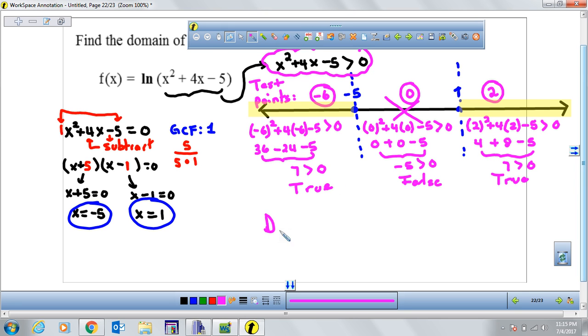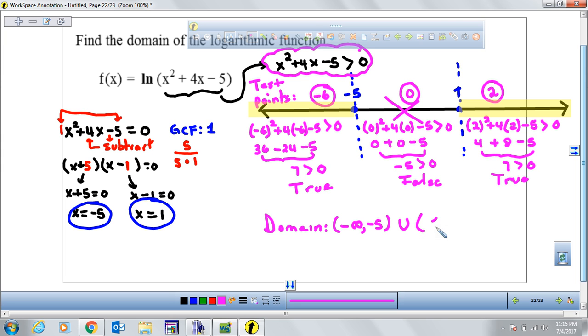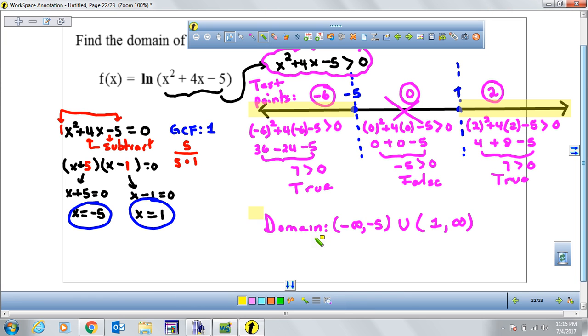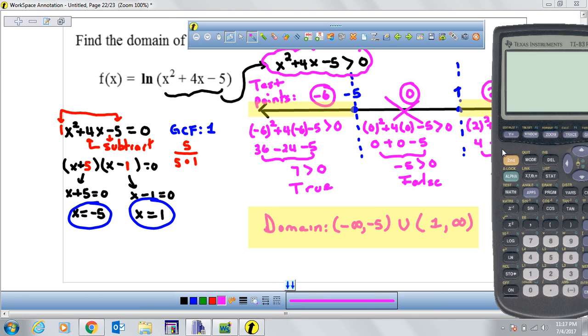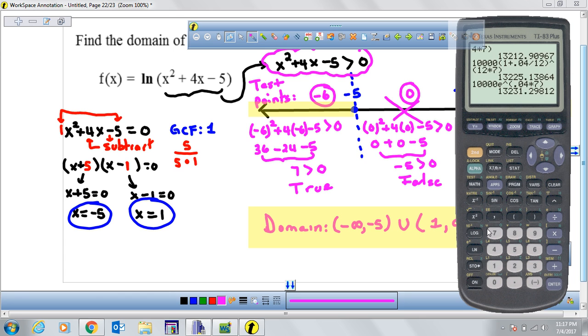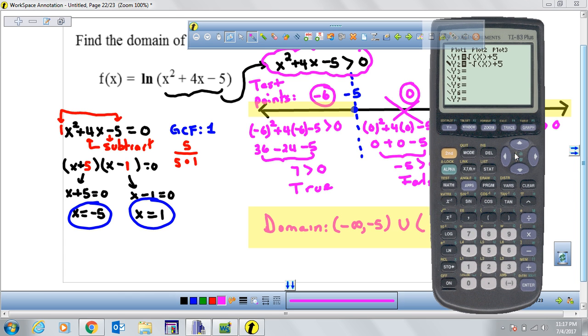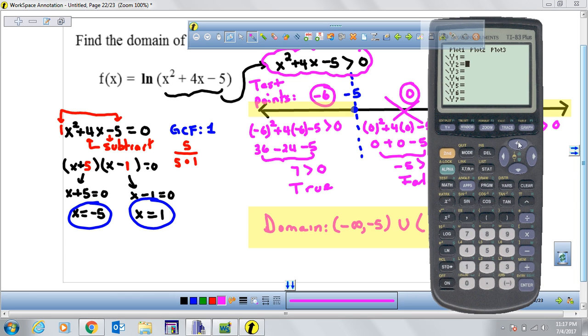So for the domain of this function, we're going to say that the domain is any number from -infinity to -5, which is this section right here, or any number from 1 all the way to positive infinity. Those are the values that will be in the domain of this function. Now, what we can do also is check it graphically, so you can see that the graph will contain those values of x in the domain. So I'm going to clear this out right here.